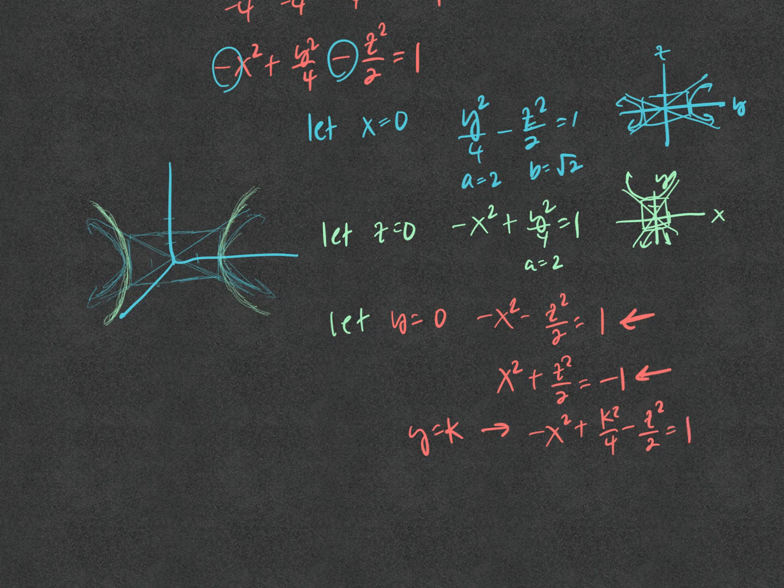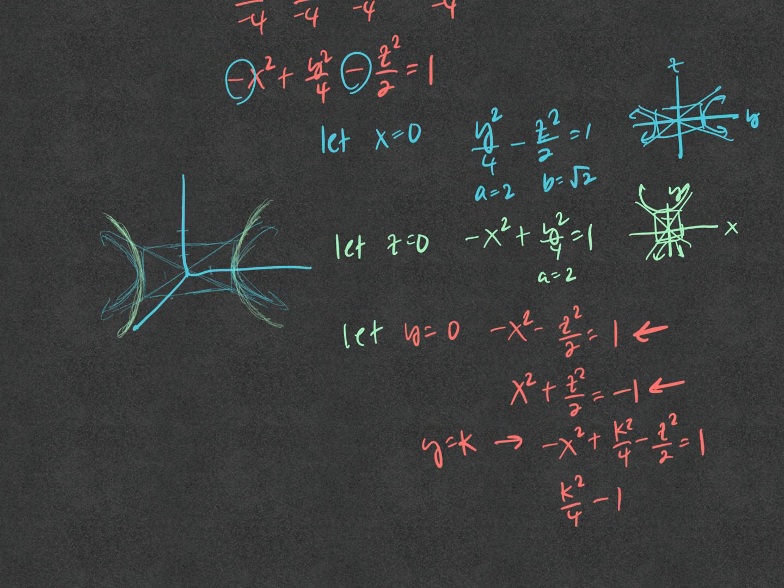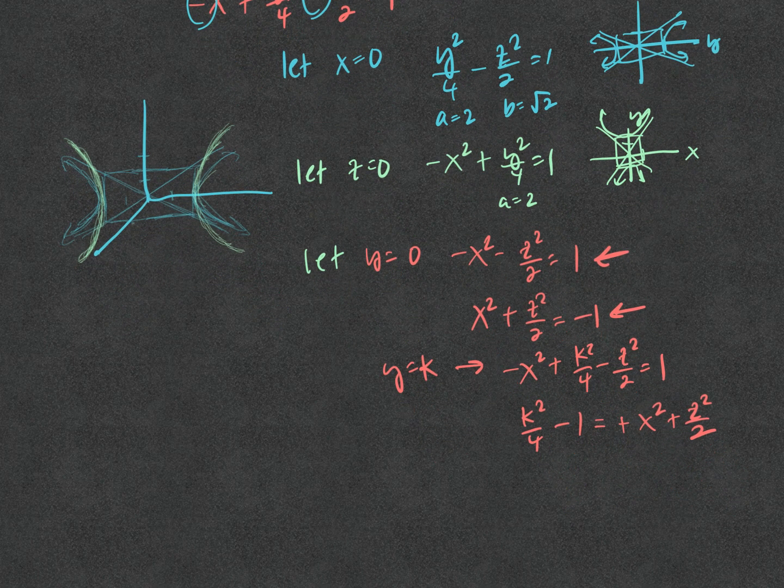So let's move everything around and switch sides. There's lots of ways to get to this next thing. I'm going to say k squared over 4 minus 1 equals positive x squared plus z squared over 2. Now, we're used to seeing it the other way. x squared plus z squared over 2 equals k squared over 4 minus 1. So what we have here is an ellipse.